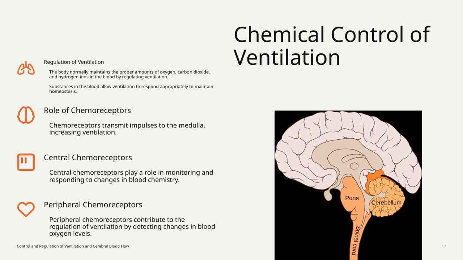Then we have peripheral chemoreceptors, which mainly keep an eye on blood oxygen levels and contribute to ventilation regulation by detecting drops in oxygen. All of this chemical control ensures that our breathing adapts in real time, maintaining the proper environment for our brain and body's function. It's a finely tuned system that connects blood chemistry to our breathing, highlighting how closely our respiratory and nervous systems work together to keep us healthy.